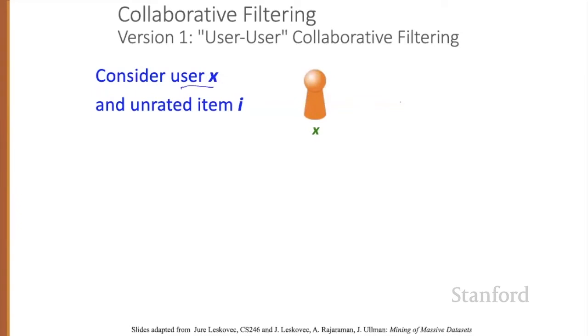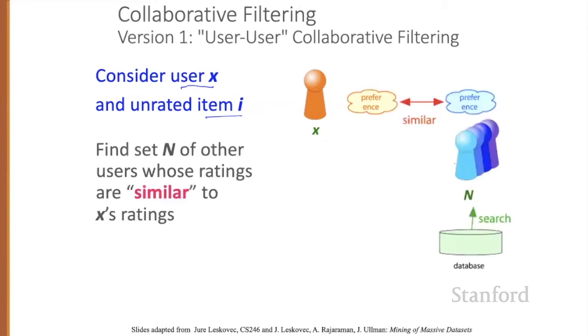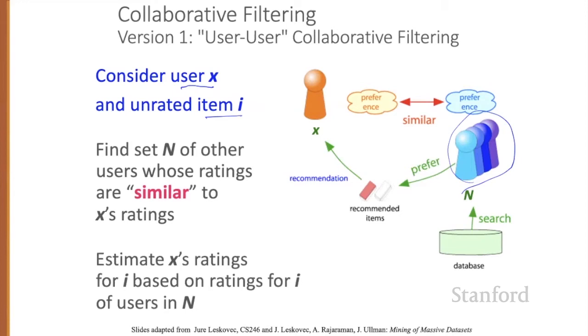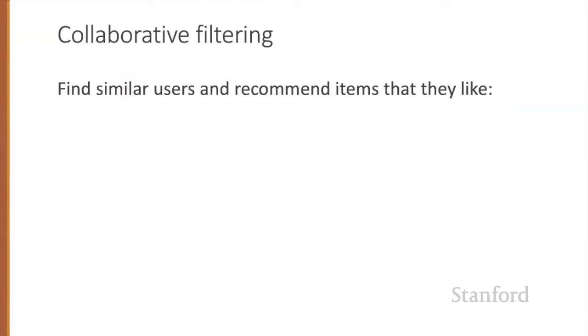Consider we have user X and we have some item I they haven't rated. Let's say we've learned something about user X's preferences on other items. Now we find a set of N other users whose ratings are similar to X's ratings. And now we estimate X's unknown ratings, like the ratings for I, based on the ratings of the users in N. So we'll need to find similar users and recommend items they like.